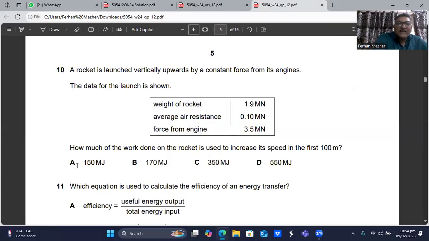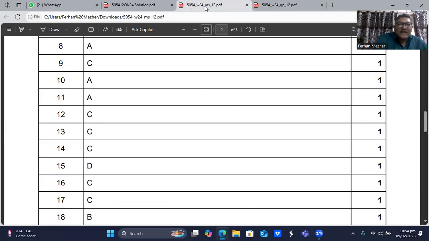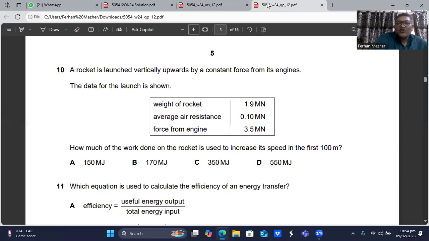Do we have this answer? Yes, A. So we think question number 10, A is the choice, sir. Question number 10, A is the right choice, sir.